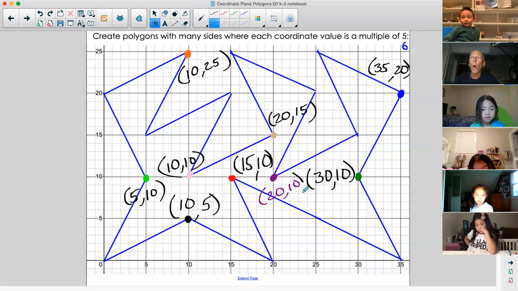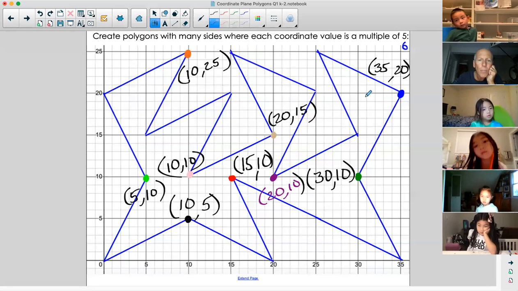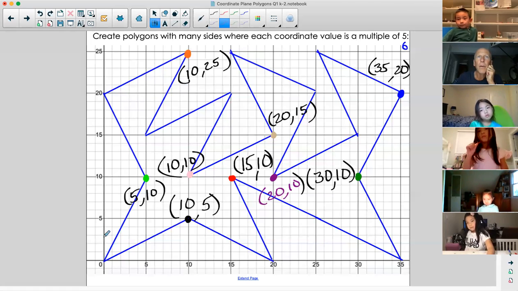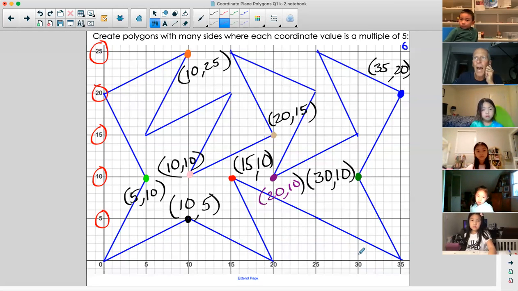What do they all have in common? They have only one thing in common. Every one of those numbers are multiples of what? Counting numbers of what? 5. Wait a minute. 5, 10, 15, 20, 25, 30, 35.